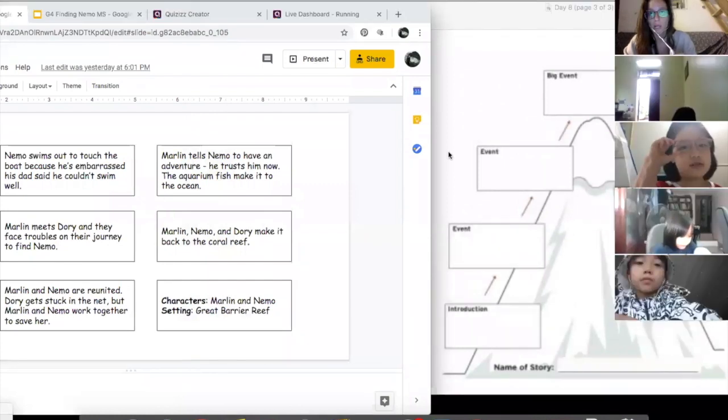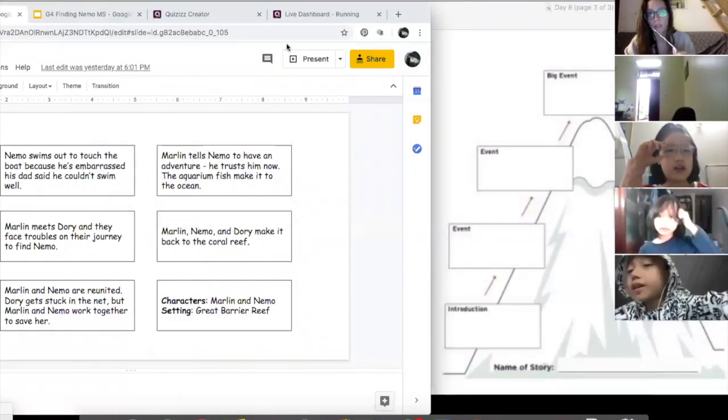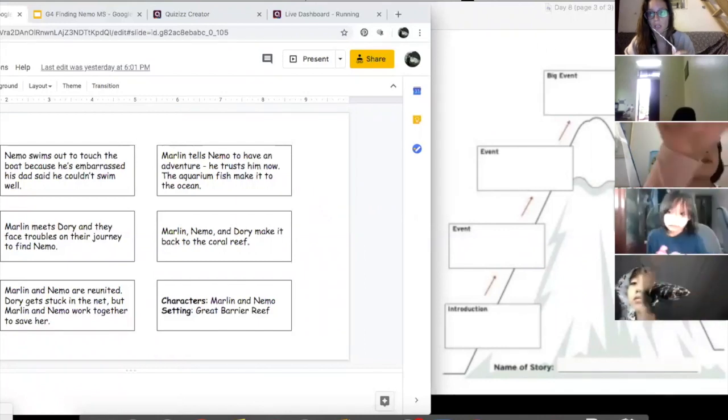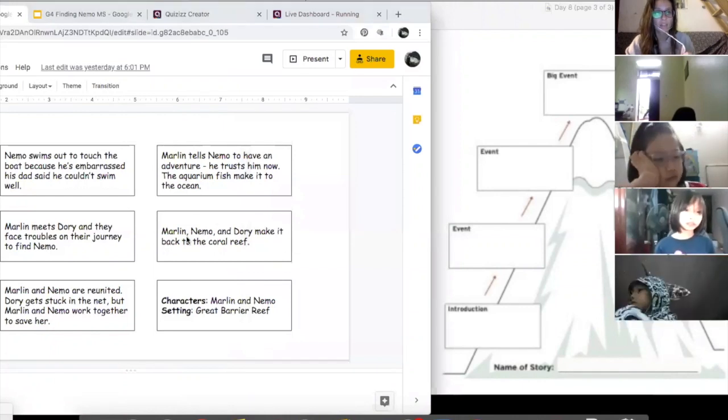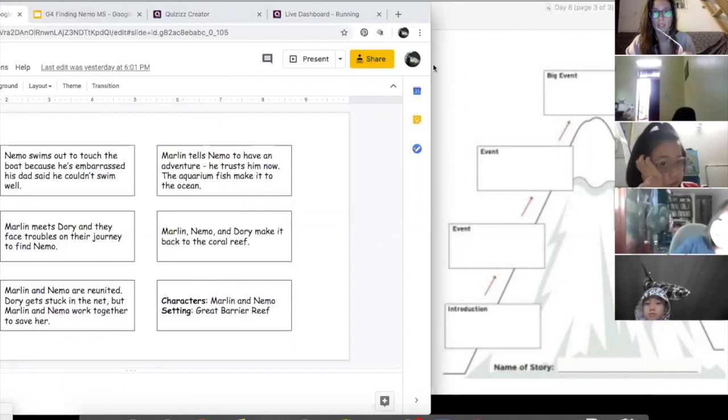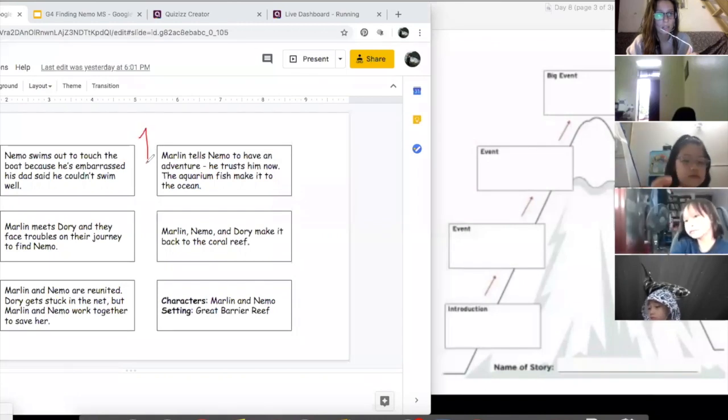So at the beginning of our story, which is also called the exposition, what information do we learn at the beginning? We have our events over here. I'll read them, and I'm going to number them to make labeling a little bit easier. Number 1: Nemo swims out to touch the boat because he's embarrassed his dad said he couldn't swim well. Number 2: Marlin meets Dory and they face troubles on their journey to find Nemo.